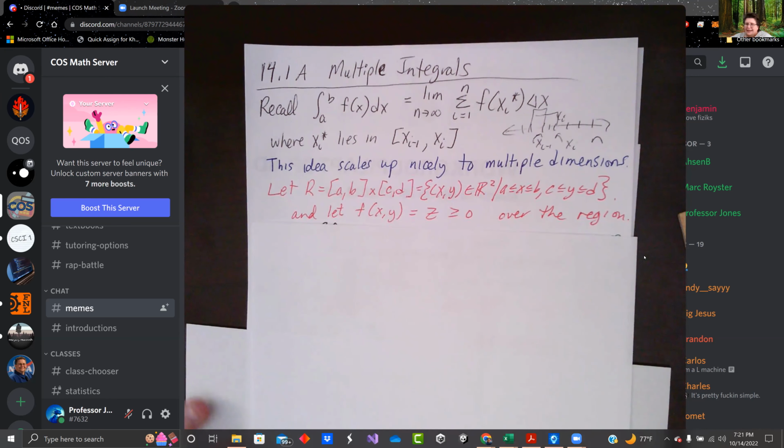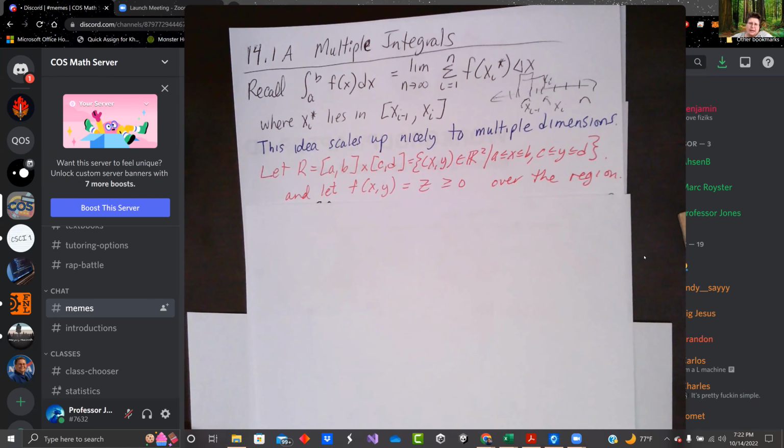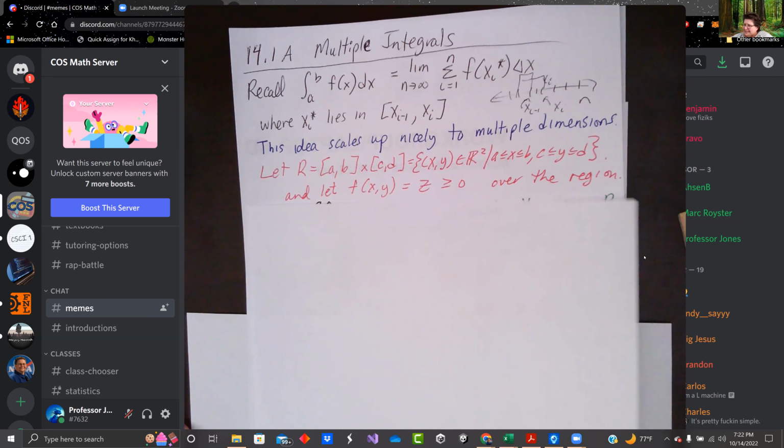This idea scales up nicely to multiple dimensions. We're going to let R be the region where x goes from a to b, and it's going to be a rectangular region. y will go from c to d, so that x is between a and b, and y is between c and d. And we'll let f of x, y equal z. And we want it to be greater than 0 over the whole region, at least for now, because we're doing the area kind of thing. So we're going to treat it like that.